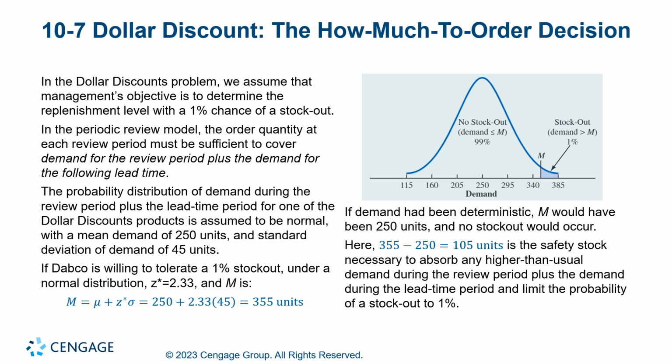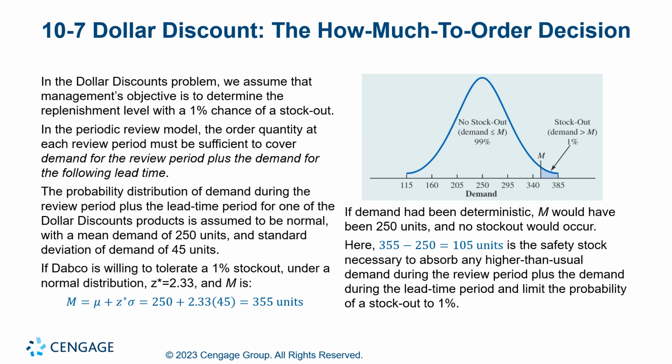If the demand had been deterministic rather than probabilistic, the replenishment level would have been the demand during the review period plus the demand during the lead time period. In this case, the replenishment level would have been 250 units, and we would assume no stock out would occur. However, with probabilistic demand, we have seen that higher inventory is necessary to allow for uncertain demand and to control the probability of a stock out.